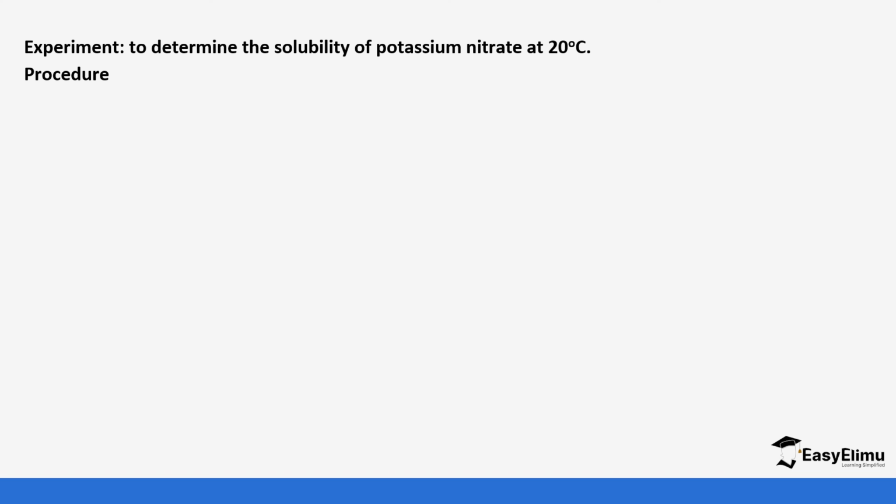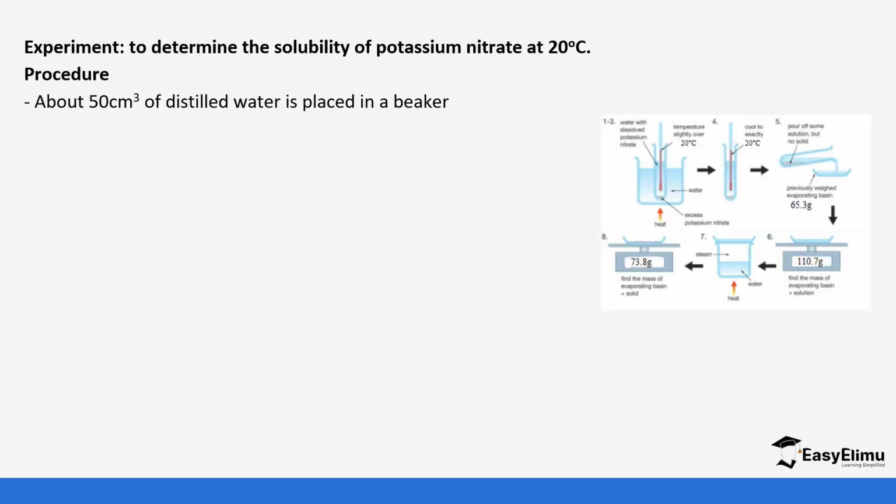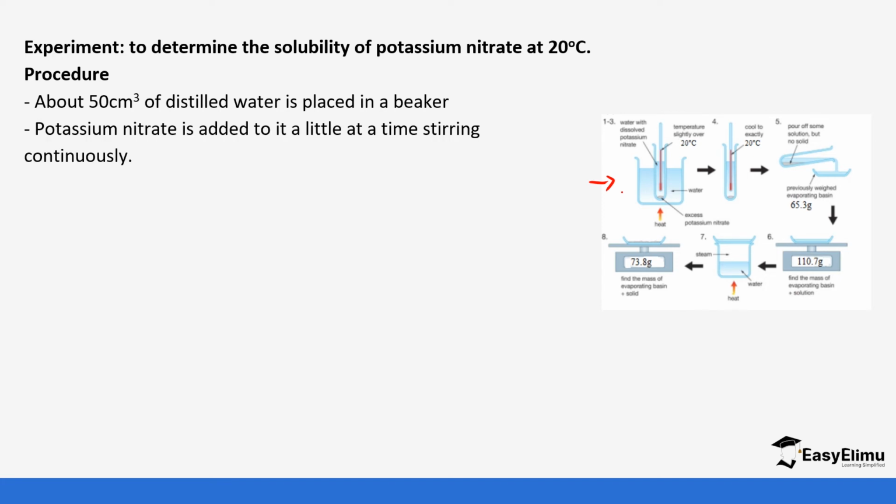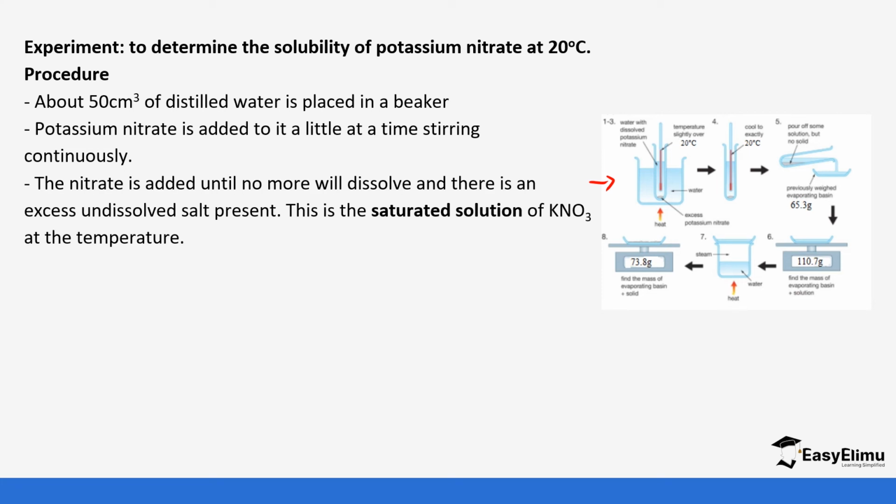So let's look at the solubility of potassium nitrate. 50 centimeters cubed of distilled water is placed in a beaker, as you can see in the image shown. And then potassium nitrate is added a little at a time while stirring continuously. The nitrate is added until no more will dissolve and there is an excess undissolved salt present, as you can see. This is the saturated solution of potassium nitrate at that temperature. The solution is allowed to settle and its temperature is recorded.